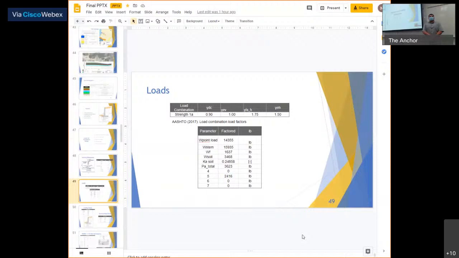Is when some guy decides to put a crane at the edge of the thing because they're going to pick the bridge beams off for some reconstruction thing, and they put a crane there, and now not only do you not have the vertical load, but now you got a higher one. You need to do those checks.